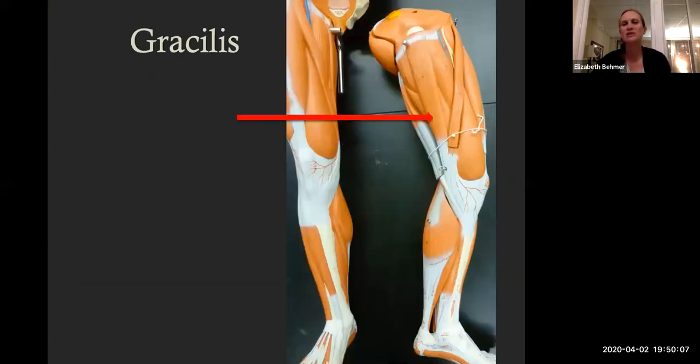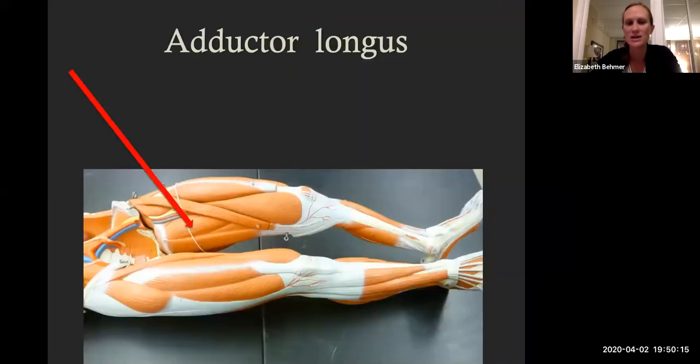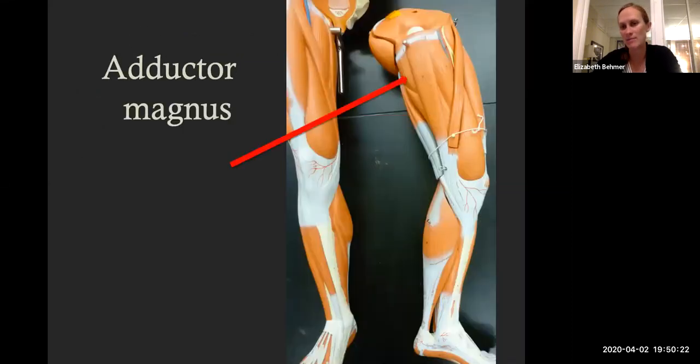So here is your gracilis on an inner thigh view. The gracilis runs right down the middle of the inner thigh, and right in front of the gracilis is your adductor longus, and right behind your gracilis is the adductor magnus. So these are adductor muscles, they're on the inner thigh, so they will adduct your thigh.